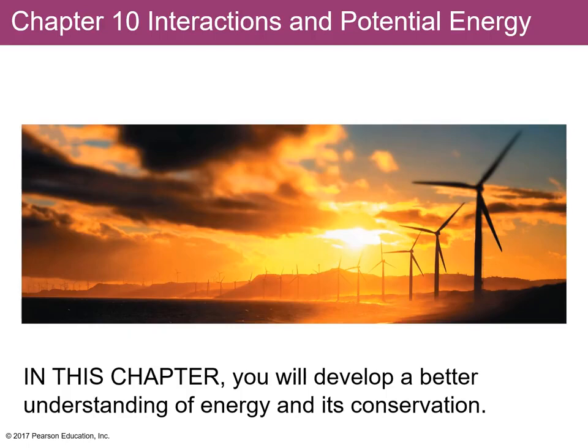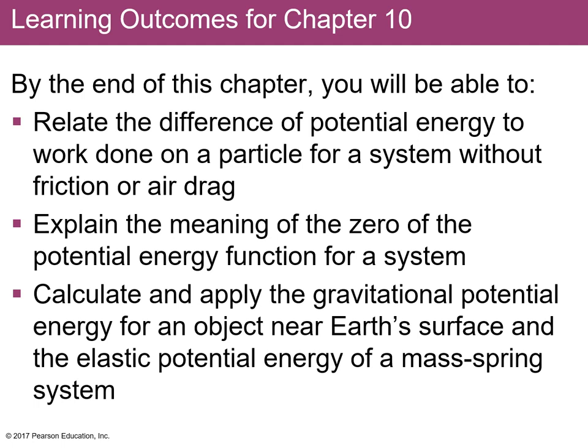So let's talk about the learning outcomes for this chapter. By the end of this chapter, you will be able to relate the difference of potential energy to the work on a particle for a system without friction or air drag. We call it conservative, where we just have conservative forces involved. You will be able to explain the meaning of the zero of the potential energy function for a system. You will see that that's an arbitrary choice.